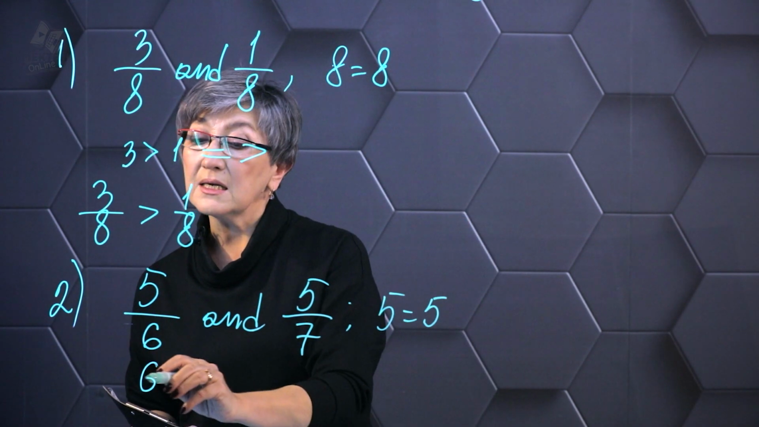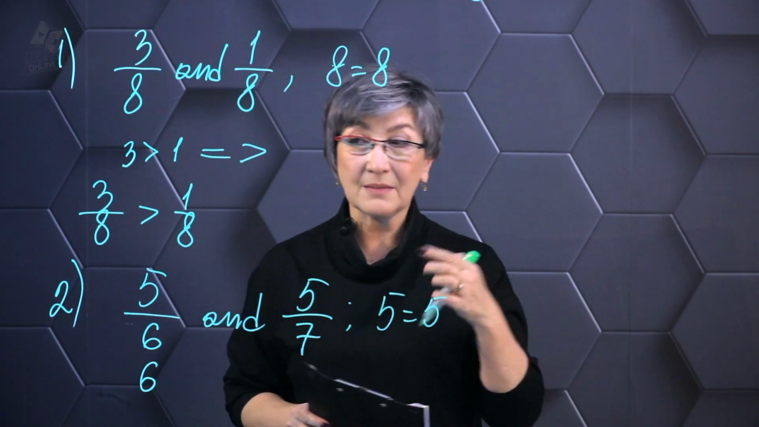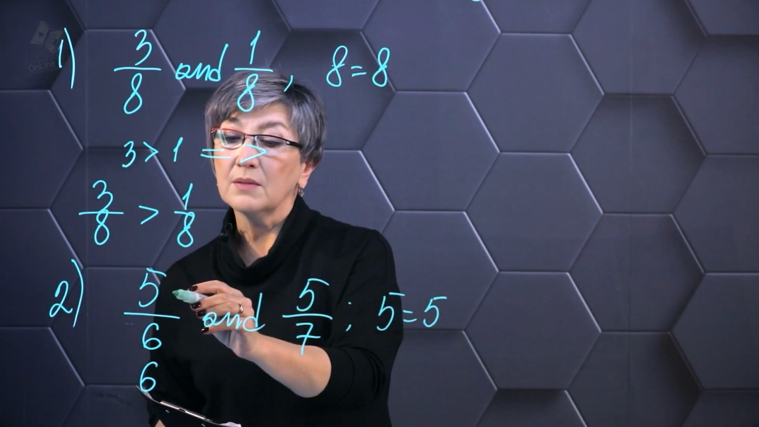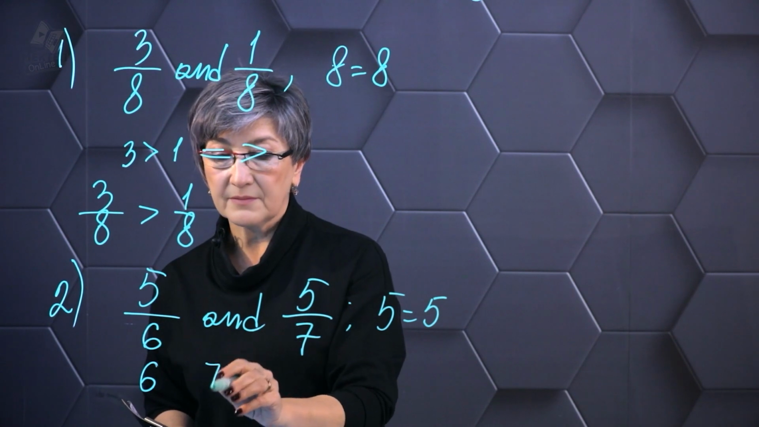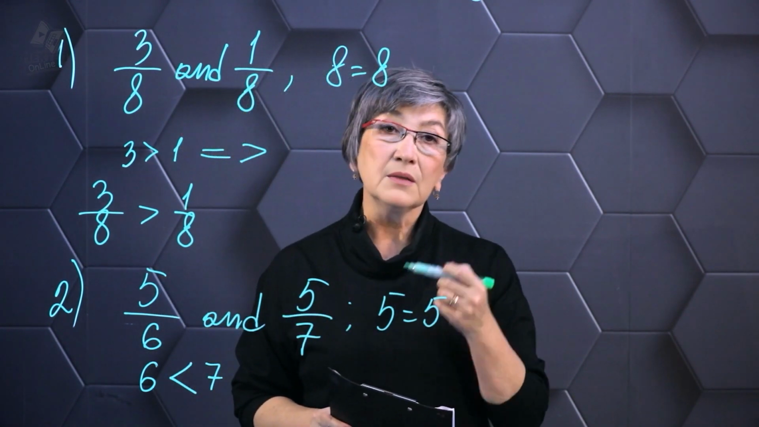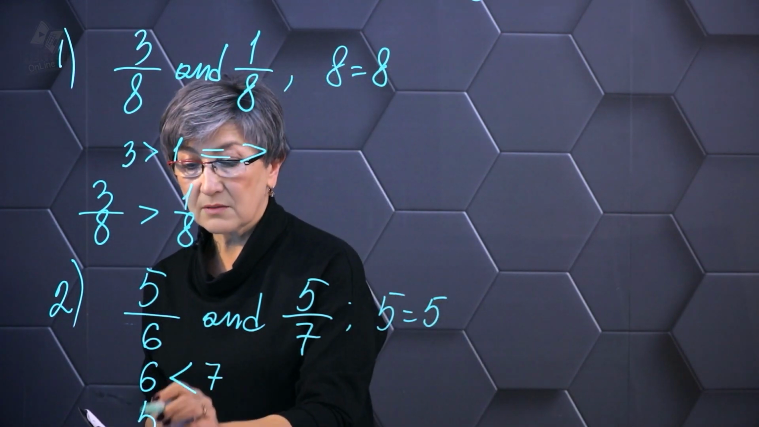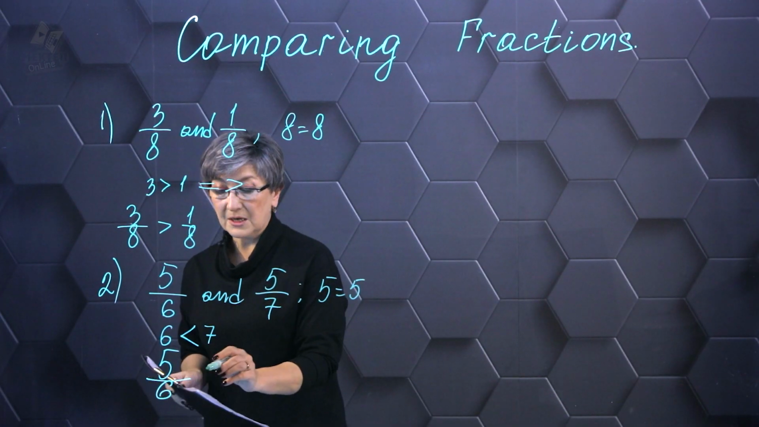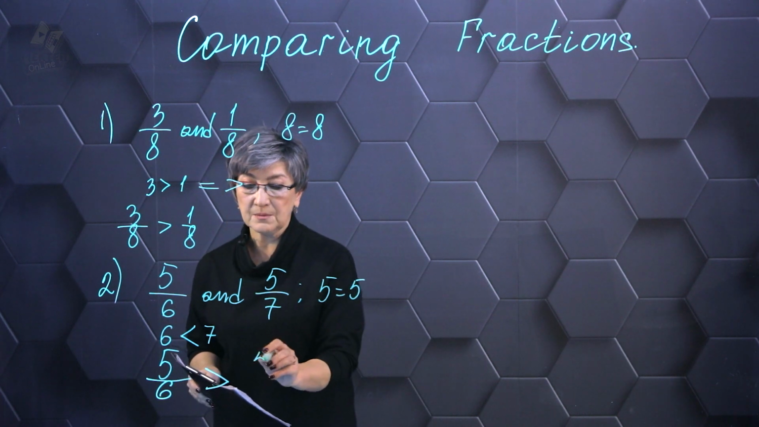So I'm comparing 6 and 7. I realize that 6 is smaller than 7. And what does that give me as a result? Well, the point is that then 5/6 is greater than 5/7.